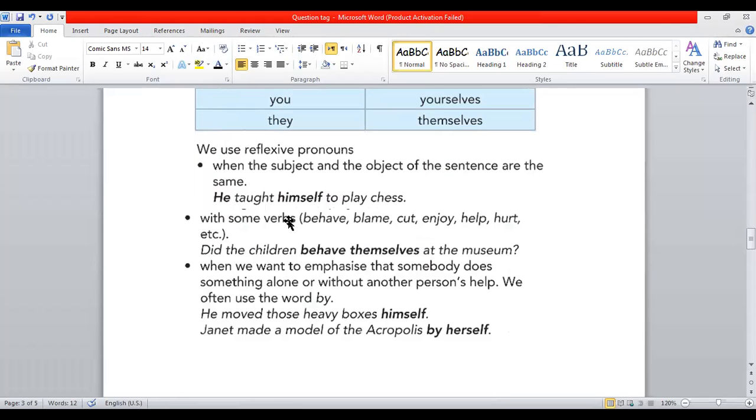With some verbs, we can use the reflexive pronouns, like behave, blame, cut, enjoy, help, hurt, and so on. Like this example, did the children behave themselves at the museum?